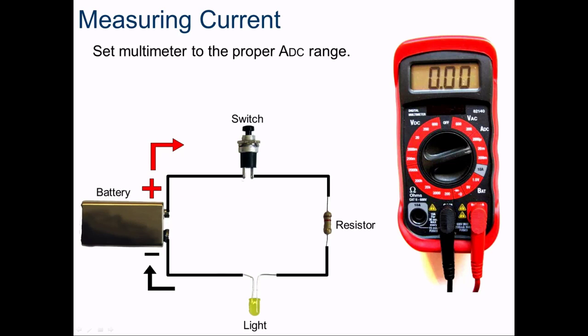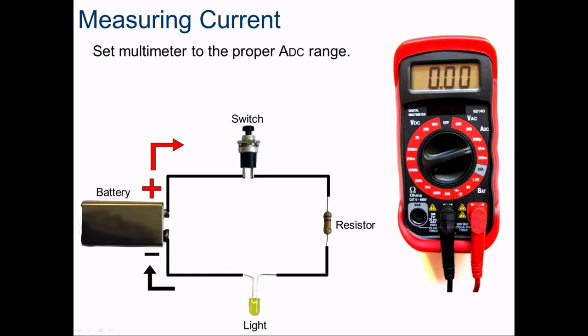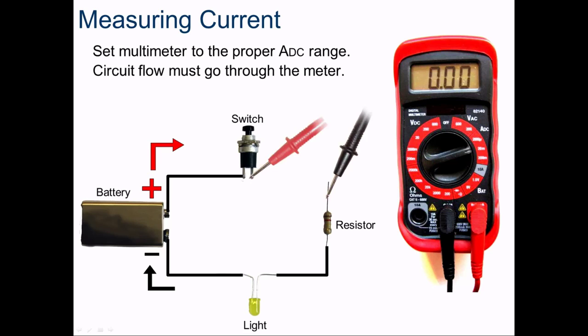Current, we set it to the appropriate range. Current flow must go through the meter. Notice we remove a wire. The current will then flow through the switch, through this red lead into the meter, out the black lead, and then continue its path through the circuit.